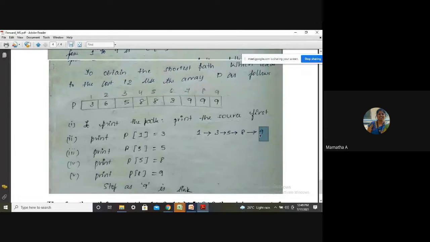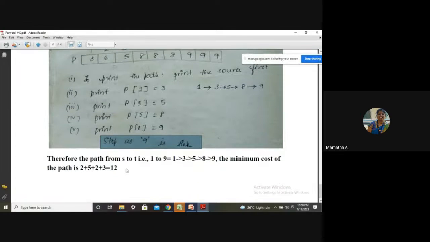The reason is because I have reached the sink node. 9 is my sink node. Stop as 9 is the sink node. Hope you are all getting it. So what should you do? First construct the P array. To print the path, first print the source, 1, comma, after that P of 1. Then whatever that is, keep on printing till you reach the sink node. Once you reach the sink node, stop. And then conclude your answer.